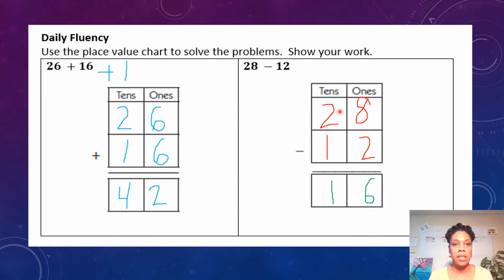Now I'll move to the tens place. I have 2 tens and I want to take away 1 ten. That leaves me with 1 ten. So the difference of 28 minus 12 is 16. Let's go on to the next slide for our new lesson for today.